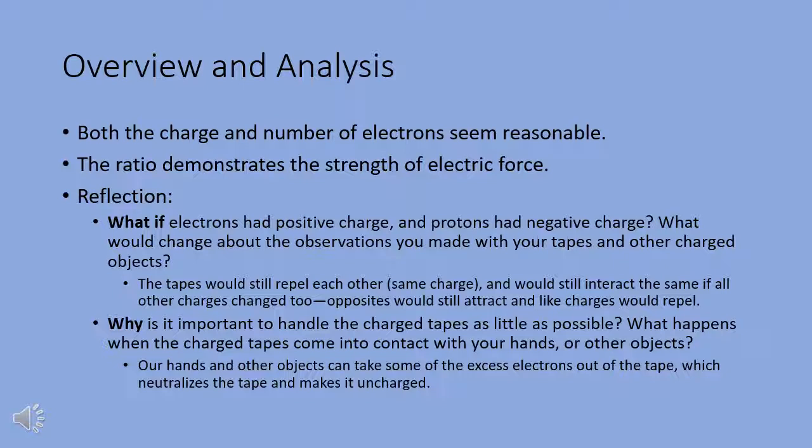Overall, both the charge and the number of electrons seem to be in a reasonable ratio for the experiment. The ratio itself, because there are so many more atoms than electrons, demonstrates the strength of the electric force and how not many electrons need to be present to exert enough of a force to float a tape. For some of the theoretical questions, one was, what if electrons had positive charge and protons had negative charge? How would that change the experiment?